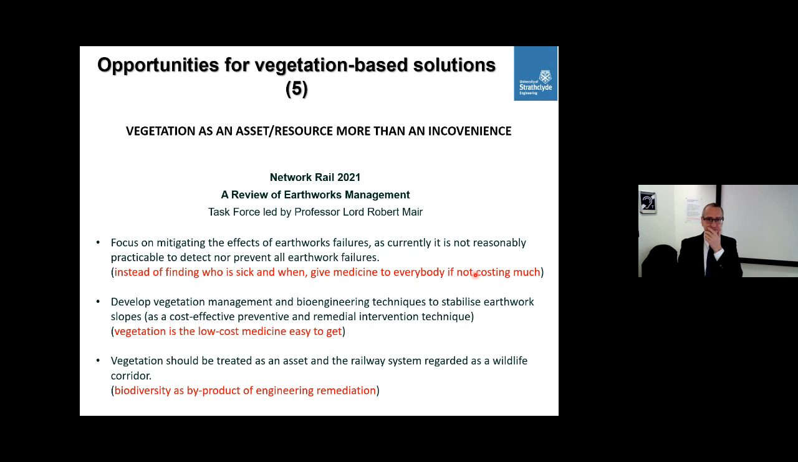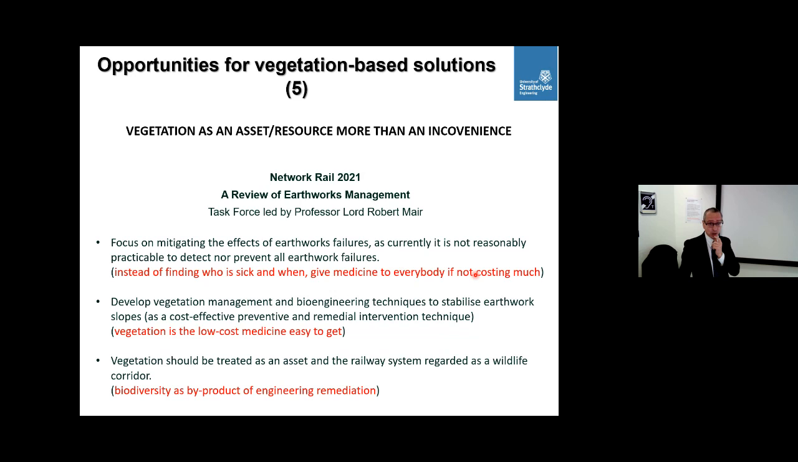And last, this is a report that was commissioned by Network Rail after the accident that we had here in Scotland, where there was a landslide and a train derailed, with casualties. They turned towards a task group and said, tell us what we can do to improve the management of our earthworks.